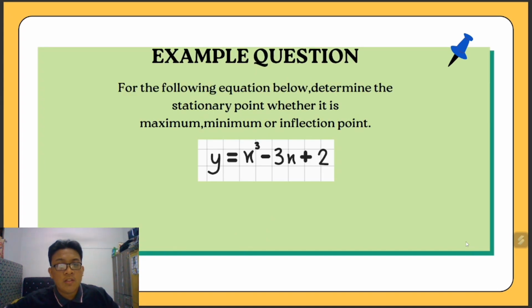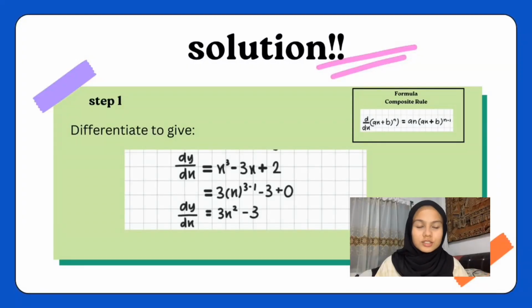So this is the example question. The question is for the following equation below. Determine the stationary point, whether it is a maximum, minimum or inflection point. The equation given is y equal to x cubed minus 3x plus 2. So, how to solve this problem?